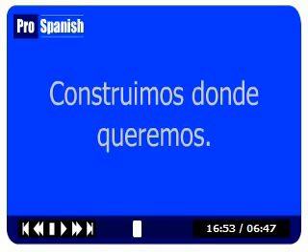How about we build where we want? Construimos donde queremos. So here, there's no Y included, because we know we just take the R off and add mos.